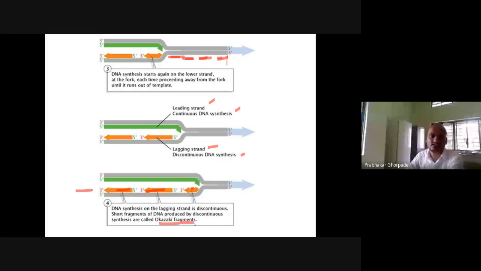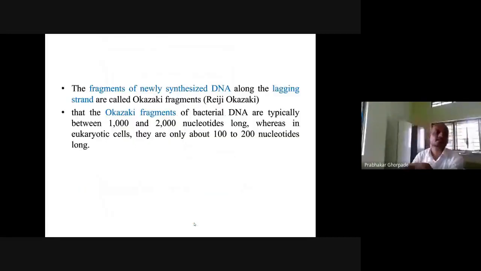So this is Reiji Okazaki, a scientist who discovered Okazaki fragments, that it happens like this. That is why, in honor of this, the name Okazaki fragments was given. So fragments of newly synthesized DNA along the lagging strand we call Okazaki fragments. He discovered that the Okazaki fragments of bacterial DNA can be 1000 to 2000 nucleotides long, whereas in eukaryotes, these Okazaki fragments can be 100 to 200 nucleotides long.